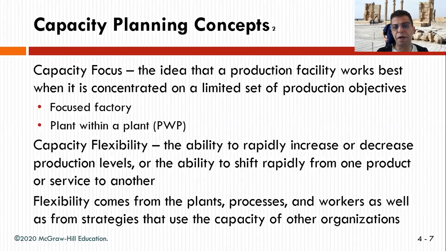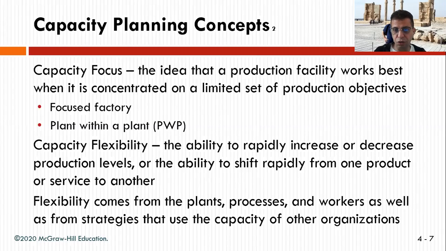Now, capacity focus, the idea that a production facility works best when it's concentrated on a limited set of products or production objectives. So we have two types. We have focus factory and we have plant within a plant, or PWP. Focus factory is when a factory is focusing on producing one thing or two things, very focused productions. And that's where capacity utilization is pretty high.